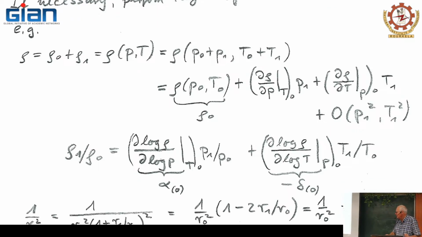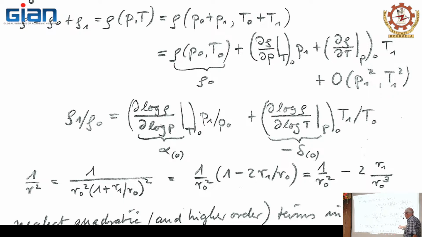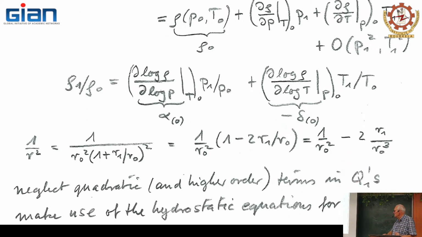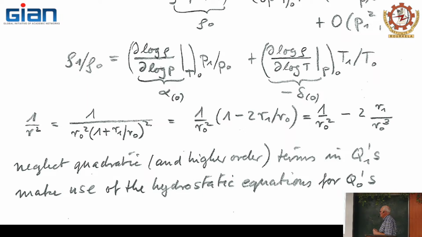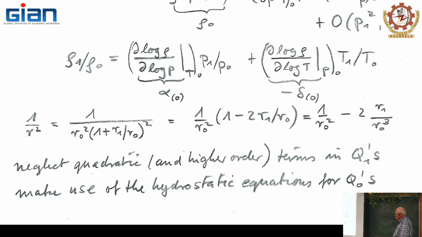Similar for the 1 over r squared. I have shown you this explicitly on the blackboard, how it works. So this 1 over r squared is linearized in this way. Now we go into the equations. Neglect the quadratic and higher order terms in the perturbations, and make use of the hydrostatic equation. I have shown this explicitly here, because here the stationary pressure gradient cancels the gravity on the right hand side. That's what is meant by making use of the hydrostatic equations for the zero-index quantities. Okay?